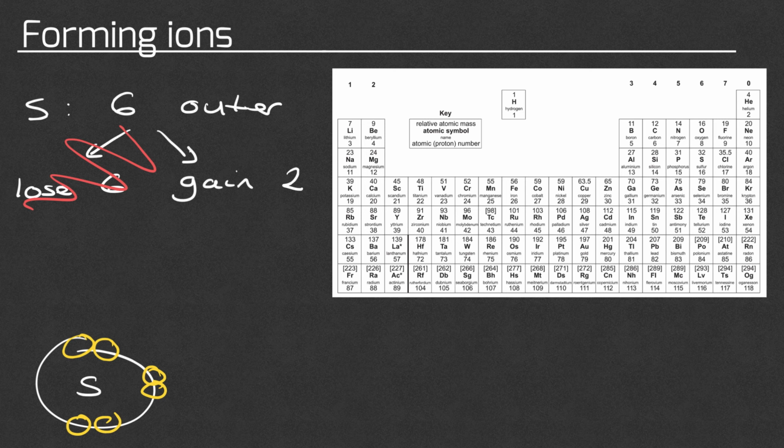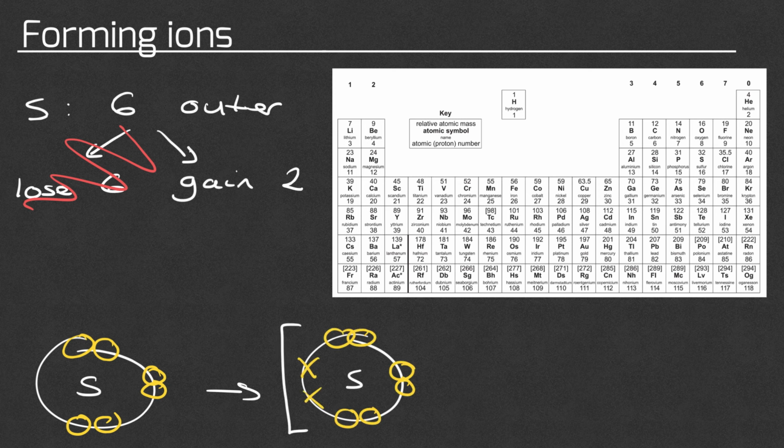So we can draw a before picture of our sulfur with its 6 outer electrons. And we can then draw an after picture showing that sulfur has gained 2 electrons. If we've gained 2, we've got 2 more negative charges than we started off with, so sulfur will have a 2- charge. Or we can write that as S2-.